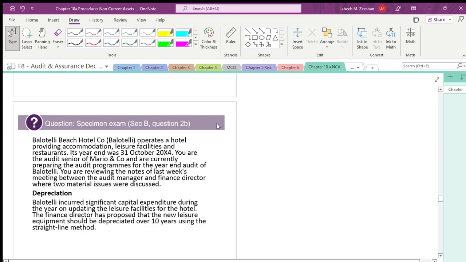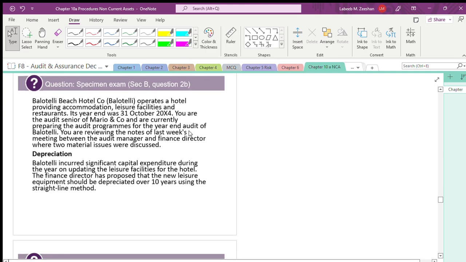Now coming back to this, it is an example question. It is not an examination question, it is a specimen question. Bollitley Beach Hotel operates a hotel providing accommodation, leisure facilities and restaurants. Its year end was 31st October. You are the audit senior of Mario and Company and currently preparing an audit program for the year end audit. You are reviewing the audit notes from last week between the manager and the director, where two material issues are discussed.